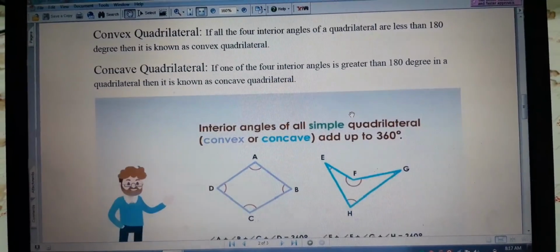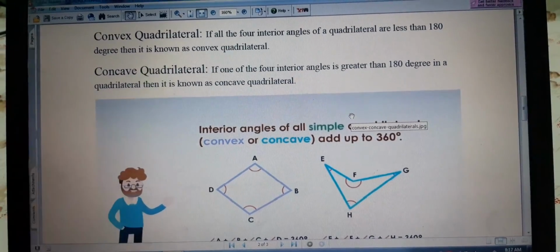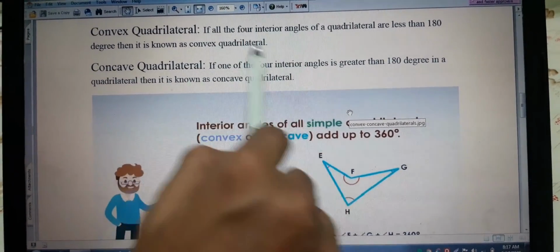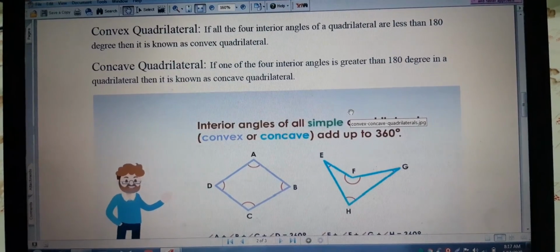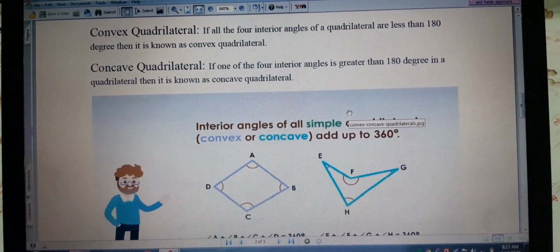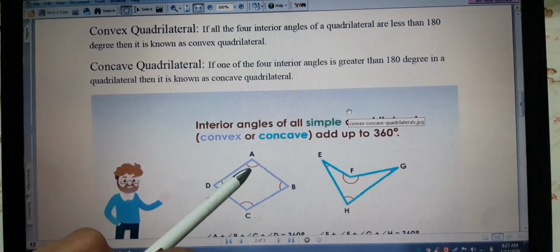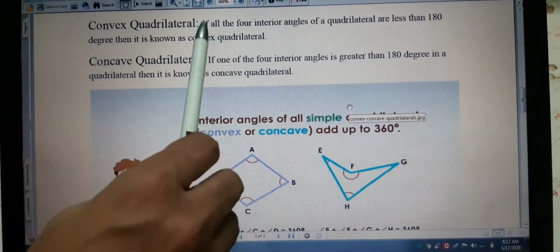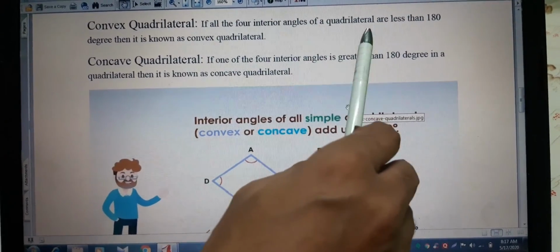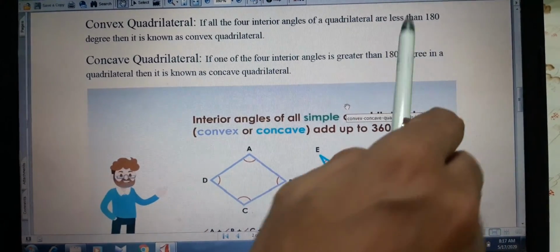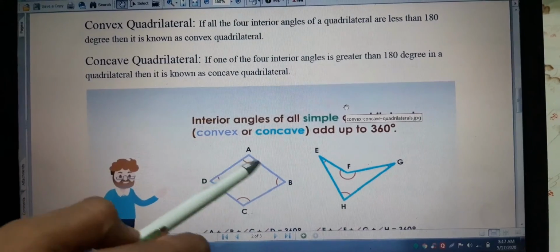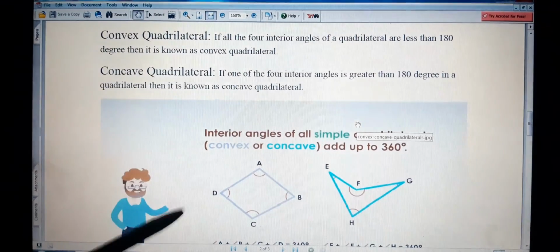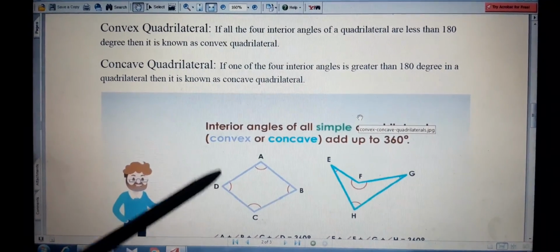Now we are coming to the next part, convex quadrilateral and concave quadrilateral. You have to know the meaning of interior angle. The angles inside the quadrilateral are known as interior angles. You can see these A, B, C, D. These four angles are interior angles. If all the four interior angles of a quadrilateral are less than 180 degrees, it is known as a convex quadrilateral. So this figure is a convex quadrilateral.